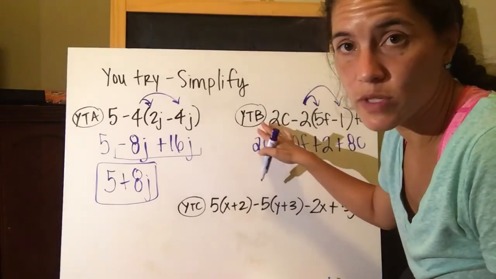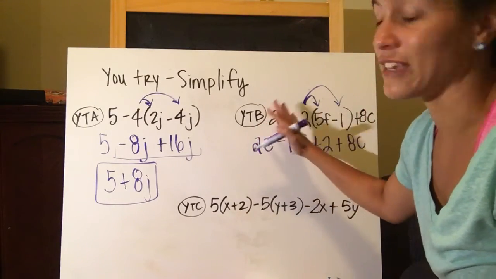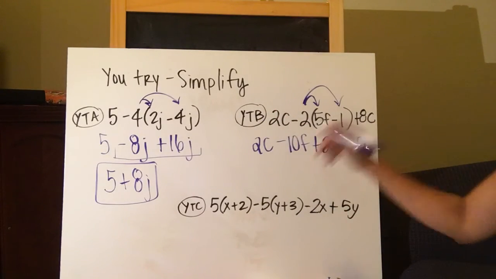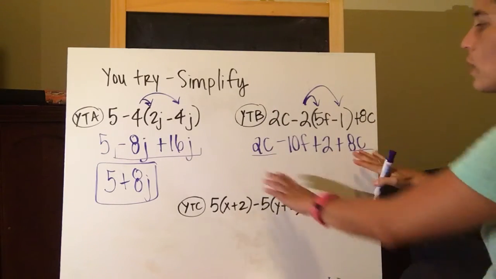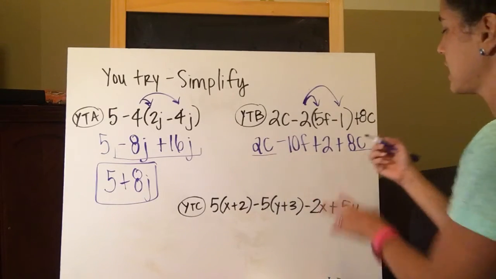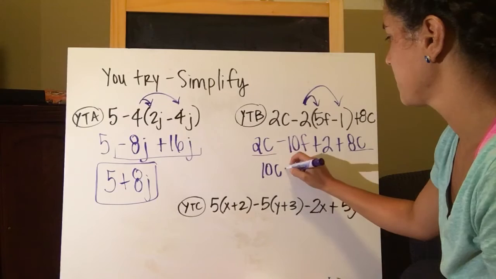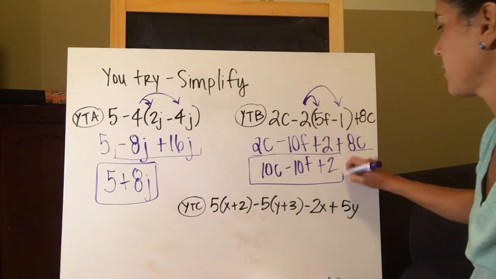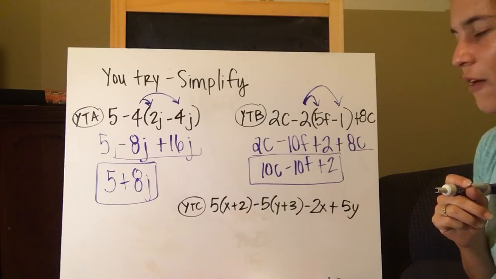Notice this term 2c in the front, you don't do anything with that. You just leave it there. 2c is fine all the way where it is. Now we're going to combine like terms, and the only like terms I have are these c's. So 2c plus 8c is 10c minus 10f plus 2. Okay, hope you got that one right.